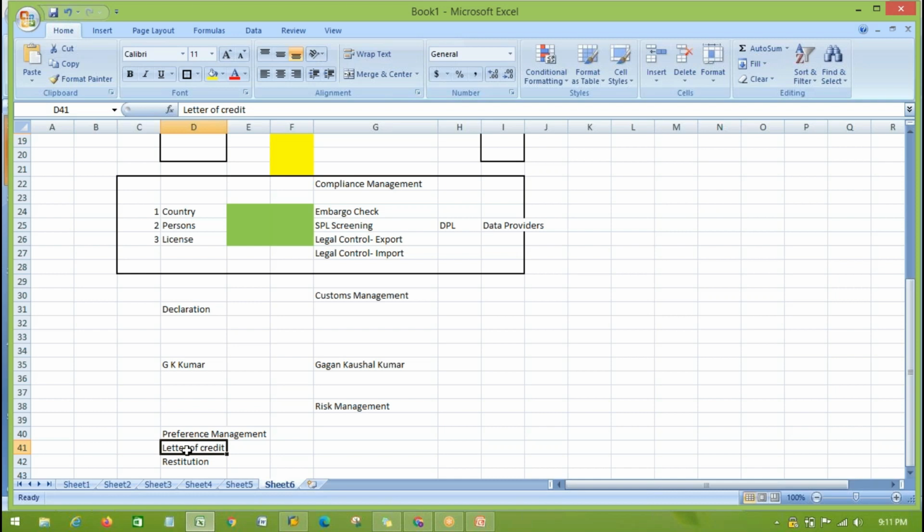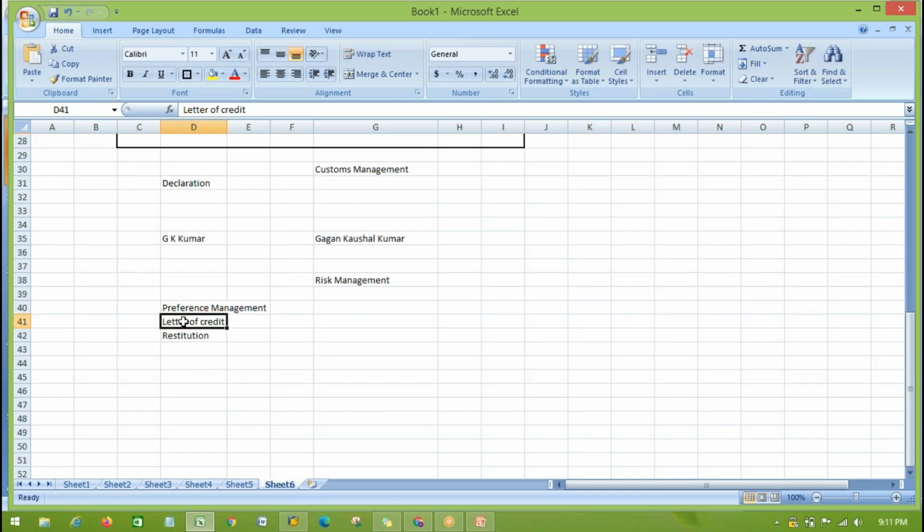So to mitigate such kind of risk, SAP has given this module which is called letter of credit. So letter of credit is a guaranteed document which makes sure to both the parties: to the exporter, you will get payment on time, and to the importer, you will get your product as per the agreement. Anyway, it is also a very rarely used module. But yes, preference management is now something companies have started implementing. What is preference management? I'll give a very simple example. I'm in India, you are in US.